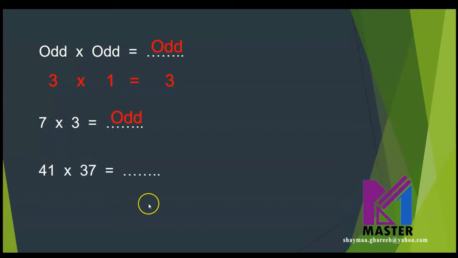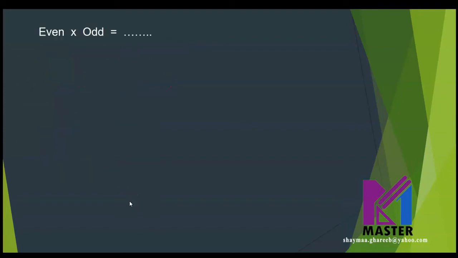What about odd times odd? 1 times 1 or 3 times 1 equals 3, which is odd. So when I multiply any two odd numbers, the answer will be always odd. What about even times odd? What do you think? Let's assume even is 2 and the odd is 1. 2 times 1 is 2. Then the answer will be even. Is this okay? So whenever I multiply an even number by an odd number, the answer will be always even number. As you can see, we don't need to do the calculations.